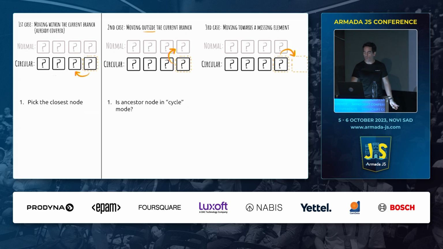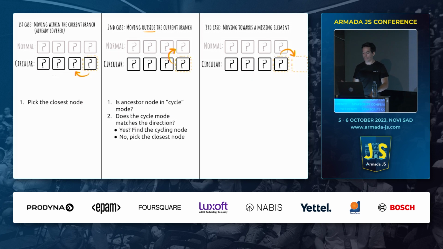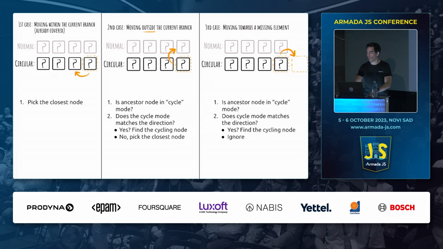But for the second one, when you're going to a different branch, you have to check if the ancestor has a cycle attribute, and if that attribute matches the direction of the arrow that was just pressed. And if that's the case, then we find the cycling node. And if not, then we just pick the same one as before. It's almost the same case as the other one. It's just that if the direction doesn't match the cycle, then we just ignore the event.